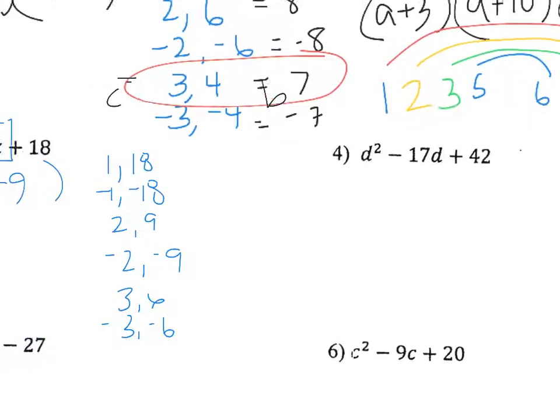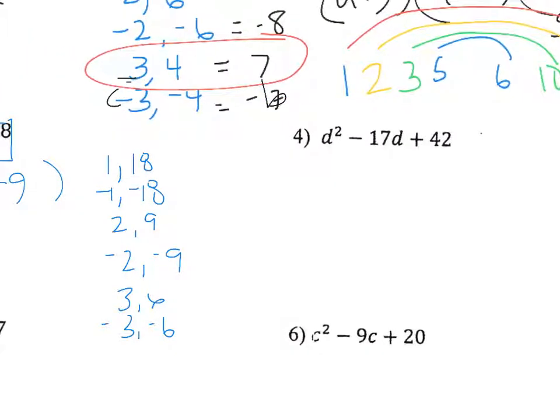Okay, number 4. Factors of 42, it's positive, that add up to -17. If this is a positive number and this is a negative, the two numbers must be negative, because a negative plus a negative is a negative, and a negative times a negative is a positive.